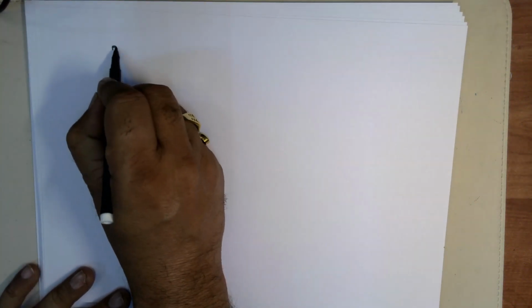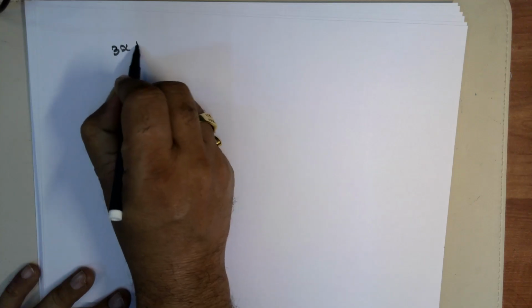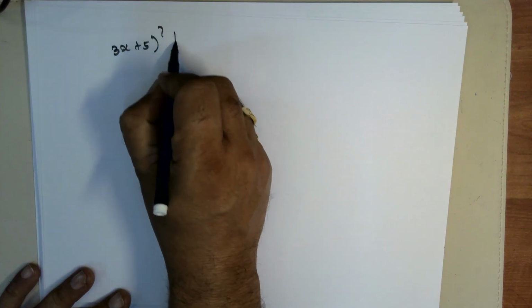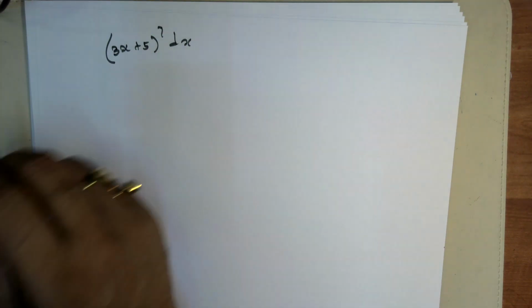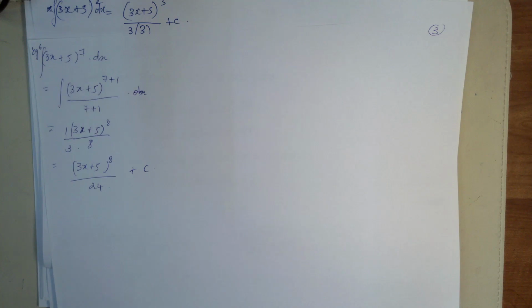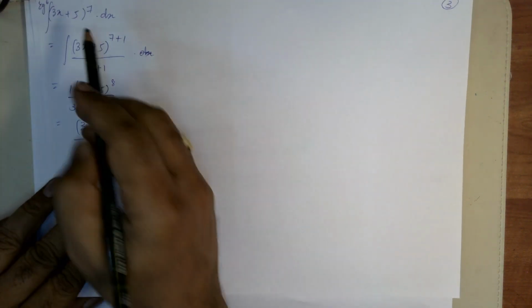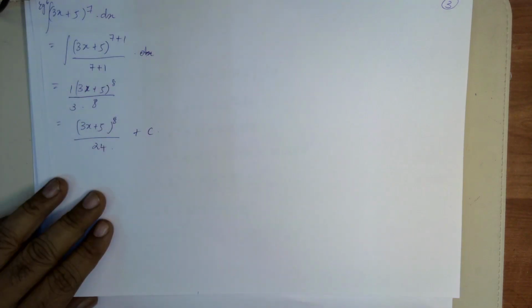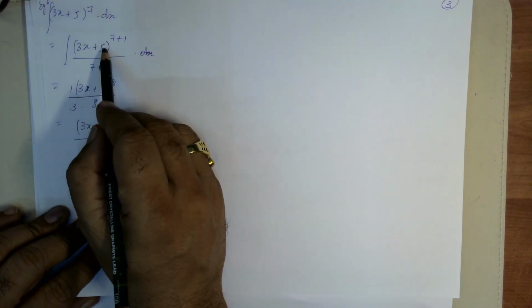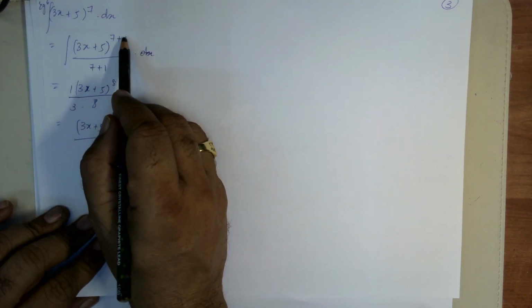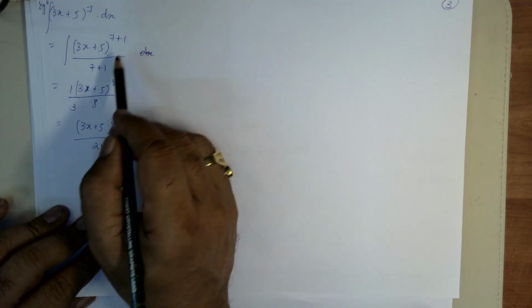Can you try this sum? Integral of (3x plus 5) whole power 7 dx. Do it. (3x plus 5) whole power 7. So (3x plus 5) whole power 7 plus 1, divided by 7.